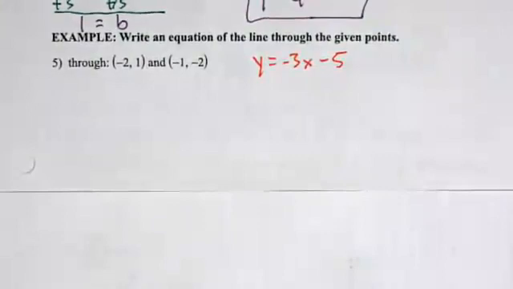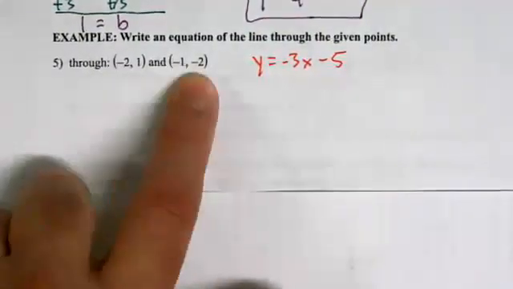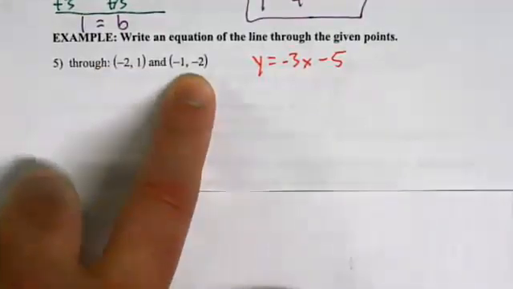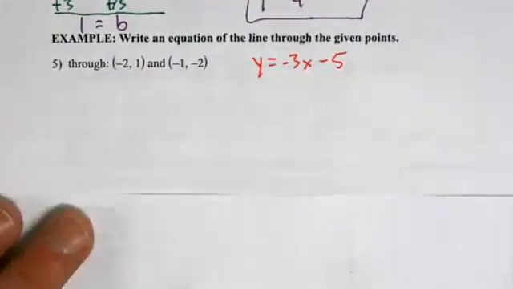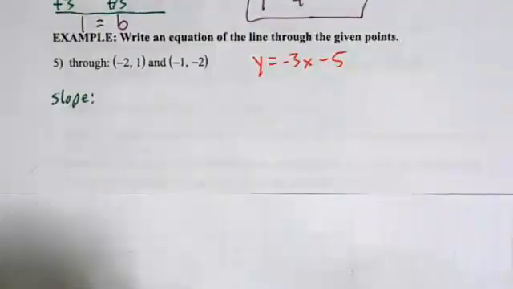This is a lot like the last problem we did, except we don't have the slope. And are either of these points y-intercepts? No, neither points are y-intercepts. So what we're going to do is first we'll find the slope. So I'm going to write myself a little note here of what I'm doing. I'm finding the slope.